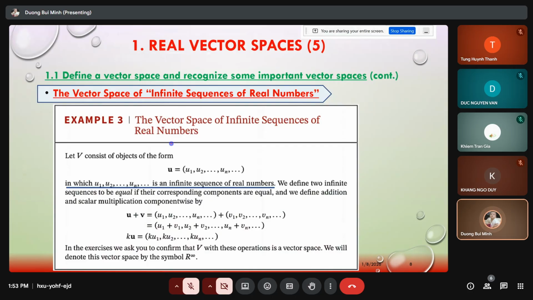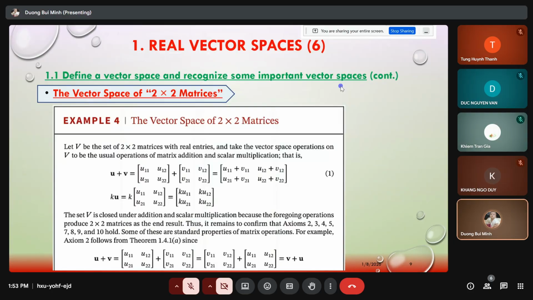We have a vector space of infinite sequences of real numbers, and here we have the demonstration. Remember, we have a vector space of infinite sequences of real numbers. Okay, the vector space of 2 by 2 matrices.